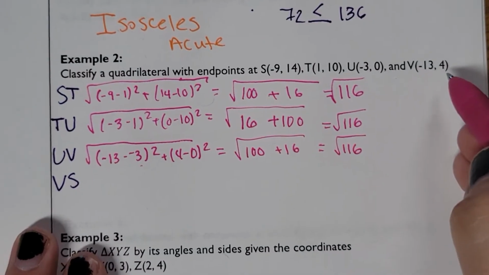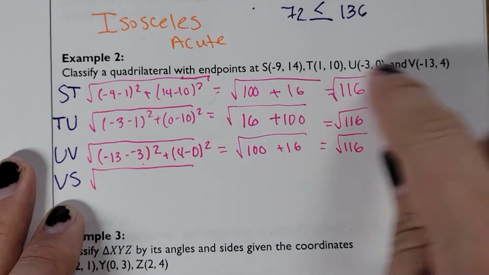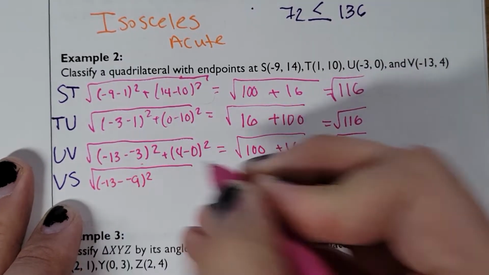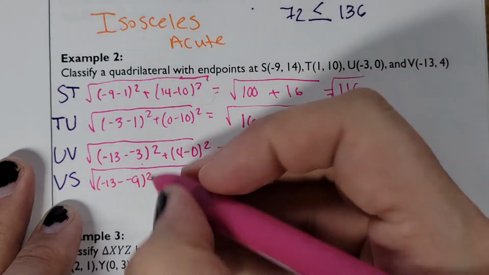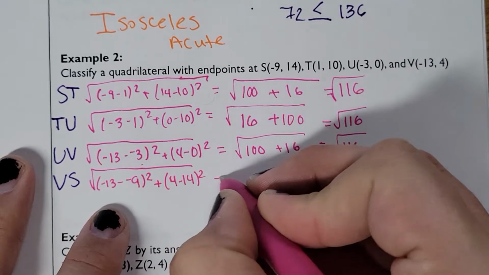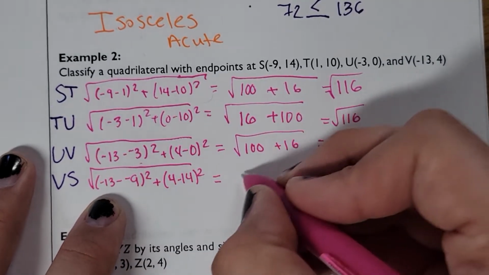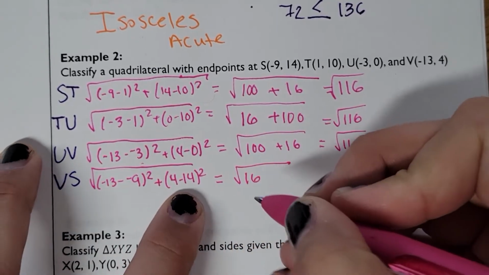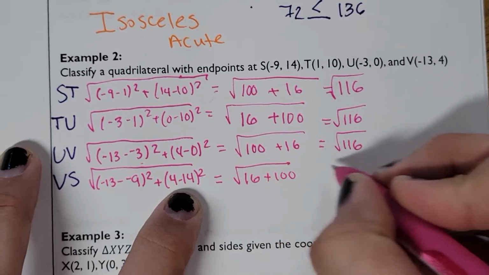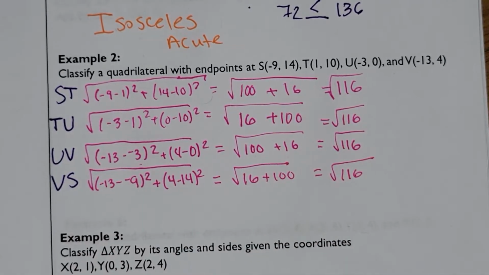Interesting. One last one. V back to S. So square root of -13 minus -9 squared and 4 minus 14 squared. -13 plus 9, because there's a minus and negative, is going to give us -4. And -4 squared is 16. 4 minus 14 is -10. -10 squared is 100. And for the 4th time in a row, we got 116.